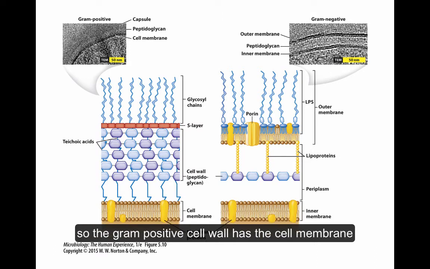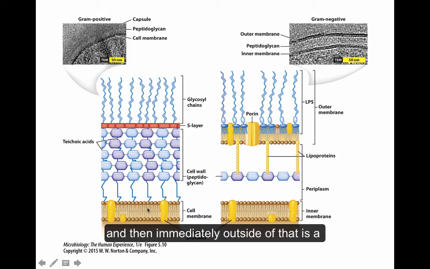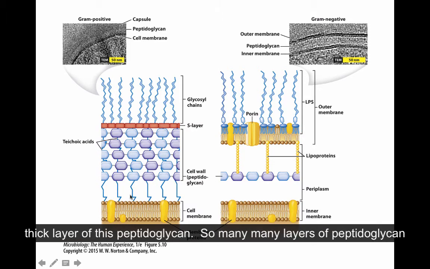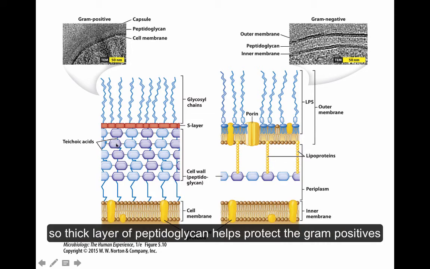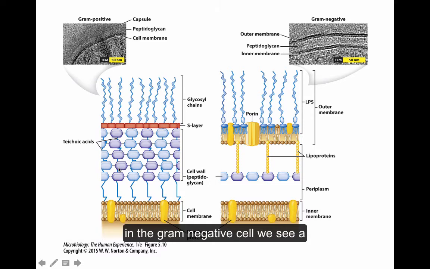So the gram-positive cell wall has the cell membrane, and then right immediately outside of that is a thick layer of this peptidoglycan. So many, many layers of peptidoglycan. It has an S layer and some glycosyl chains. So a thick layer of peptidoglycan helps protect the gram-positive cells.